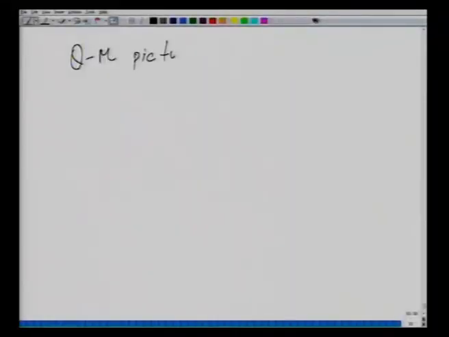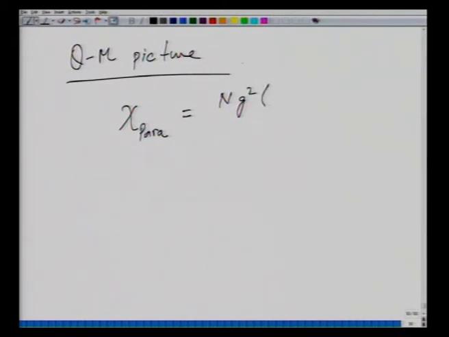If you take a quantum mechanical picture, I am not going to go into details of it, but quantum mechanically this chi para works out to be n g squared, where g is the Landé g factor, multiplied by j into j plus 1 mu B squared divided by kT.